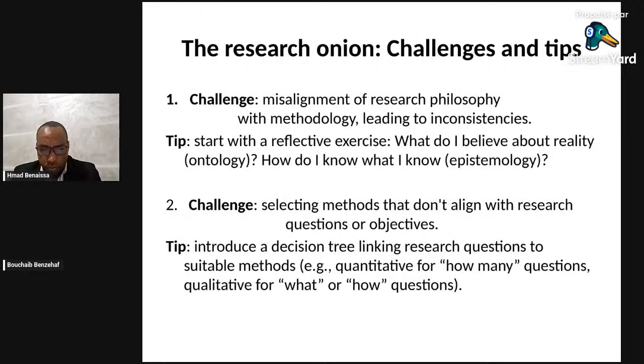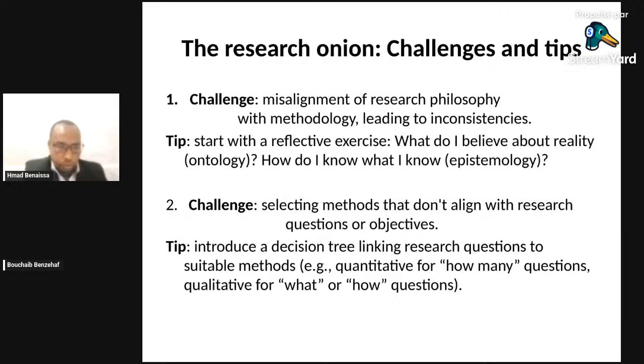Now, to some of the challenges and pieces of advice regarding how to meet these challenges. Well, challenge number one, sometimes a researcher may misalign their research philosophy with methodology, and this leads to inconsistencies. How to avoid this? We should start with a reflective exercise. What do I believe about reality, ontology, and how do I know what I know, epistemology? This way we can make sure that we align our research philosophy with our methodology. Challenge two, selected methods that don't align with research questions or objectives. And this usually happens to novice researchers. Well, tip, introduce a decision tree linking research questions to suitable methods.